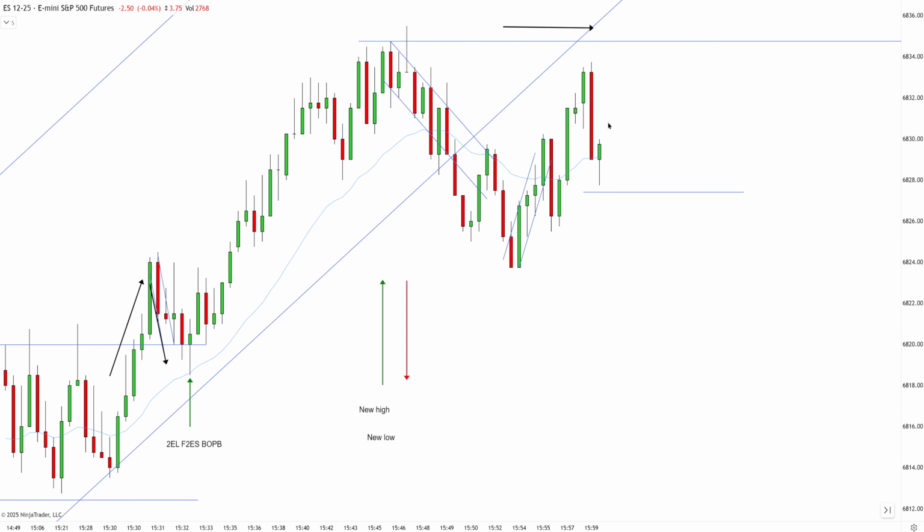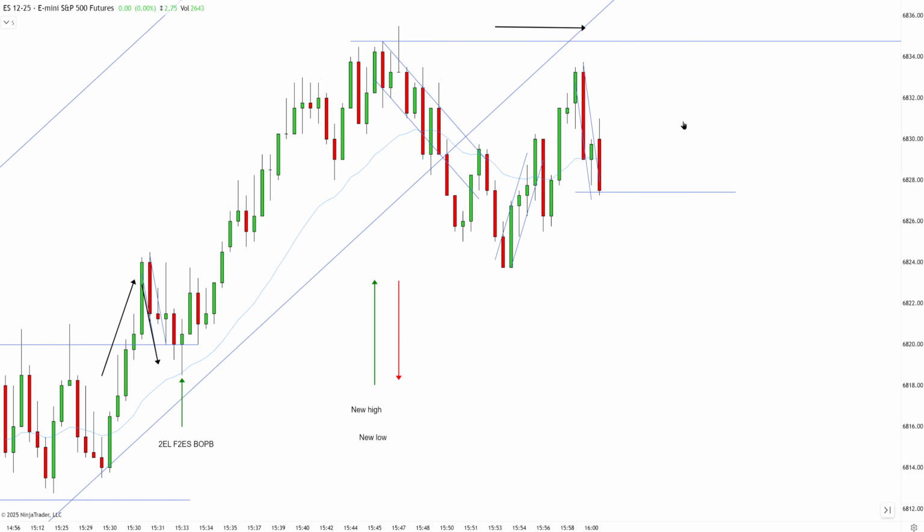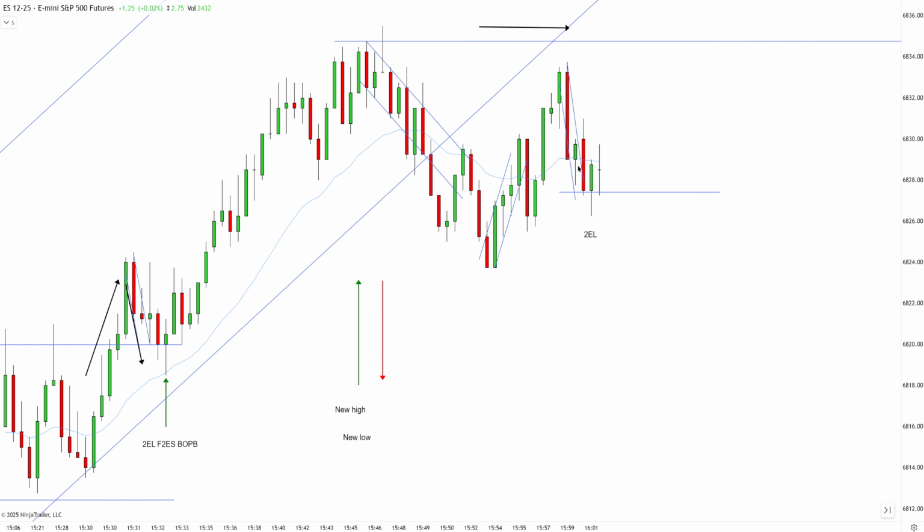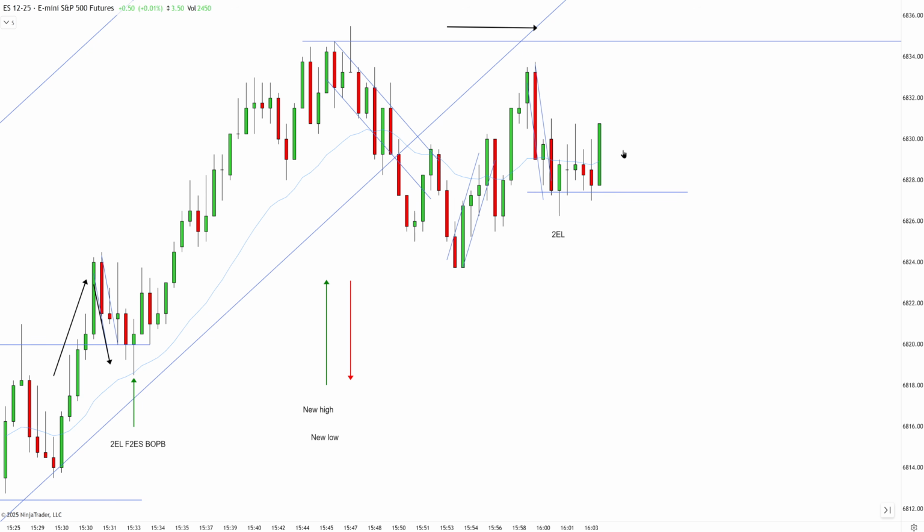Because it's just a first entry, we need to get the second entry long. The secondary channel played out. It's a first entry long. You have a second entry long here, but the problem is it formed below the EMA now, which is not a good sign. It looks like the market may correct. So I'm still not taking this.